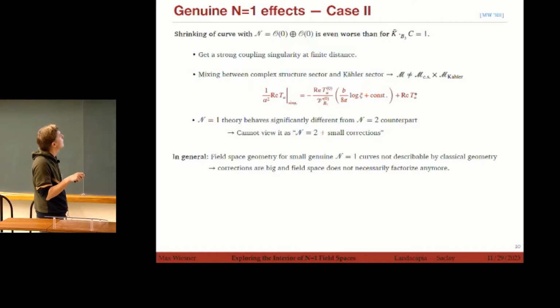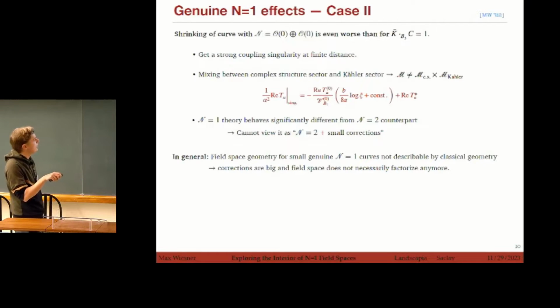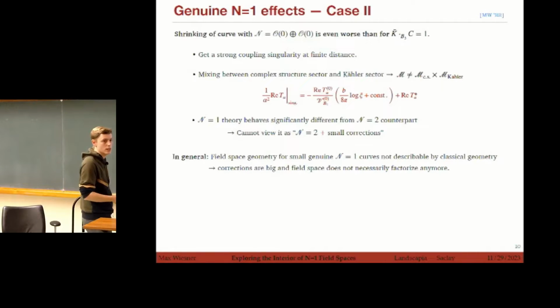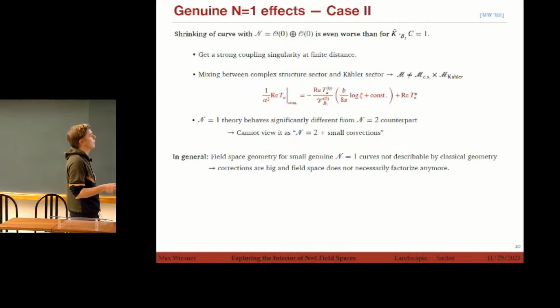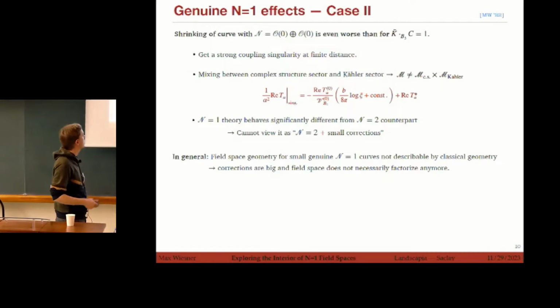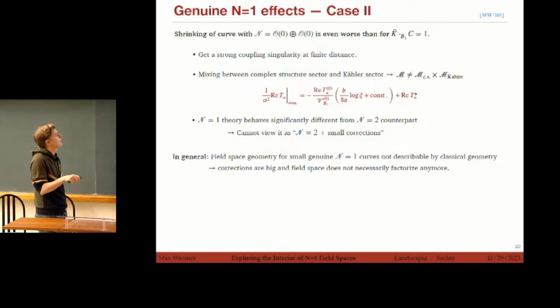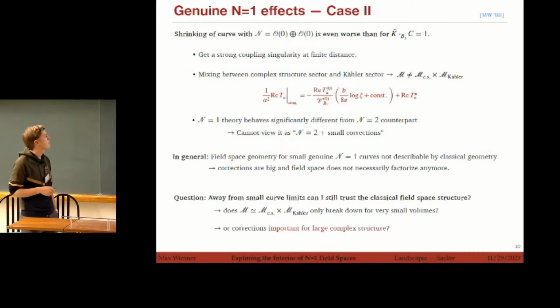In general, the field space geometry for small genuine n equal to 1 curves is hence not describable by the classical geometry that we just inherit from the Calabi-Yau geometry, because of these important corrections. The corrections are big, and the field space does not necessarily factorize anymore.